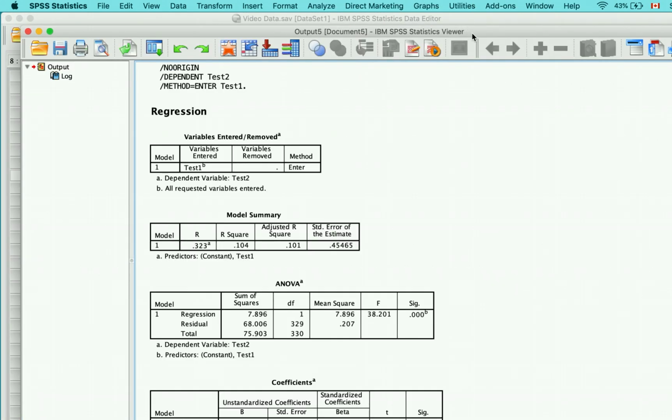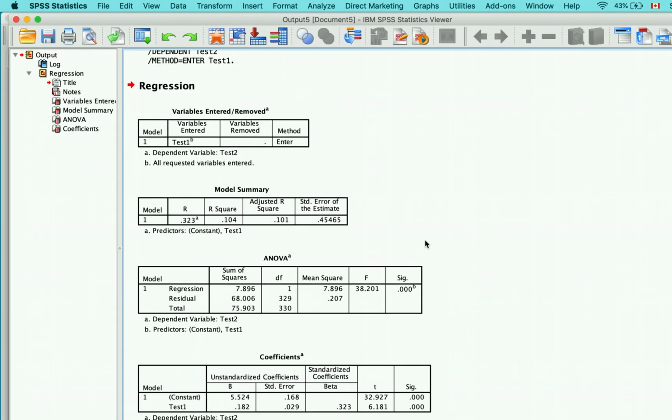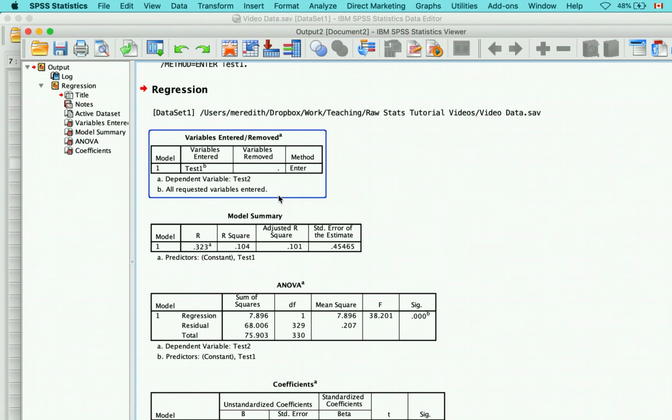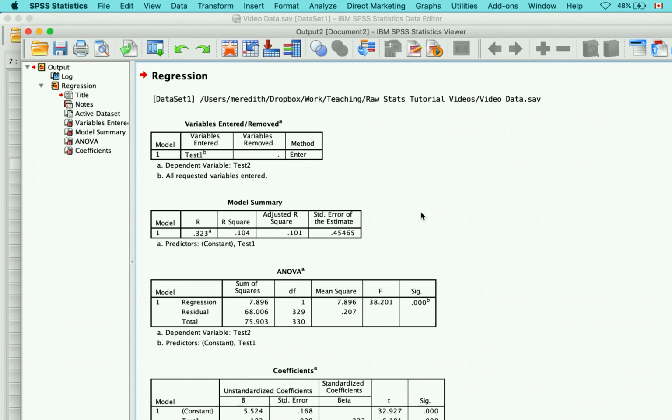And what we end up getting here is these four tables. The first table is a summary of the analysis that you ran. You can see here the independent variable in the actual table, and then the dependent variable is listed in the notes under it. So we can see test one predicting test two. The rest is just the default assumption, in terms of method and what the table should look like for a simple regression, where we have one variable predicting one other variable.